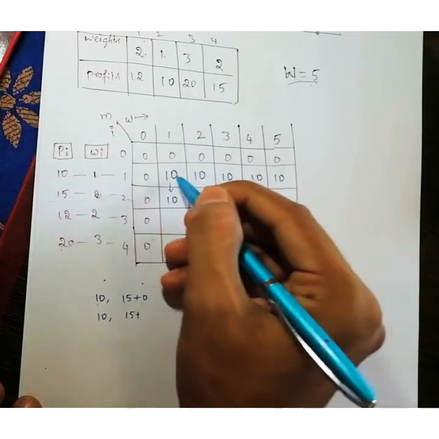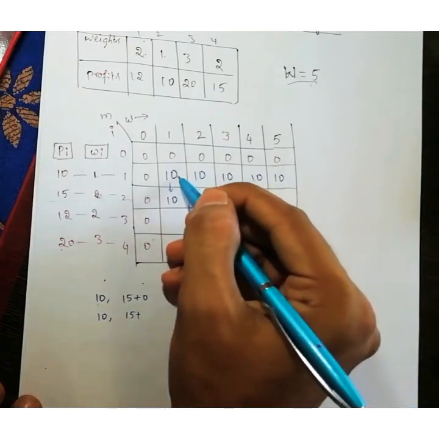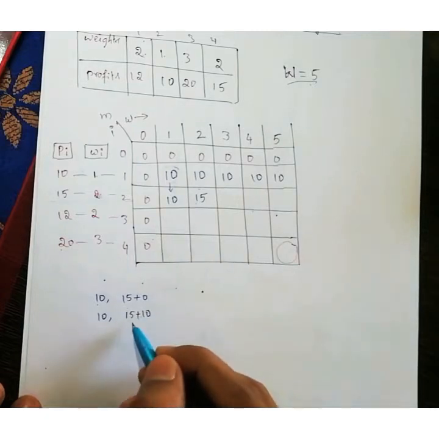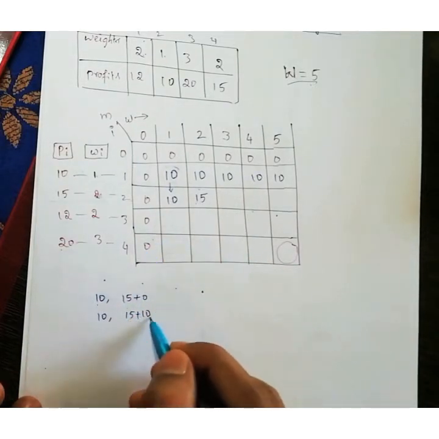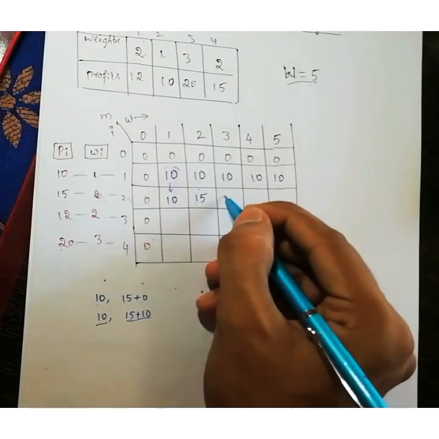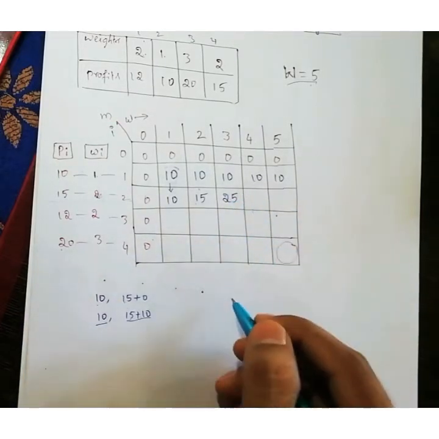So now in the previous row, just go to previous row and check first column. What is the value? 10. Okay. So you have to add 15 plus 10, 25, and 25 and 10, which is the maximum? 25. So I have to insert 25 here like that.